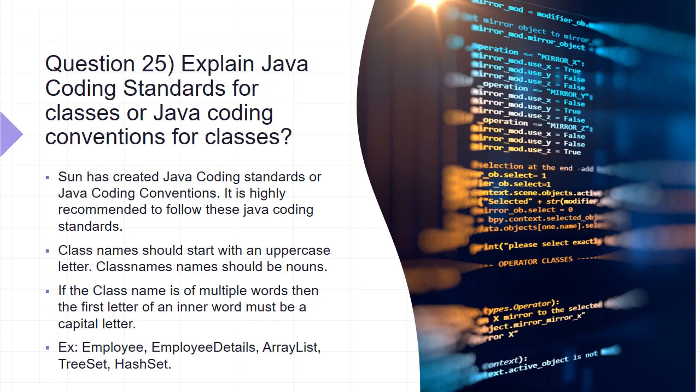Question 25. Explain Java coding standards for classes, or Java coding conventions for classes. Sun has created the Java coding standards or Java coding conventions. It is highly recommended to follow these Java coding standards. Class names should start with an uppercase letter. Class names should be nouns. If the class name is of multiple words, then the first letter of each inner word must be a capital letter. Example: Employee, EmployeeDetails, ArrayList, TreeSet, HashSet.